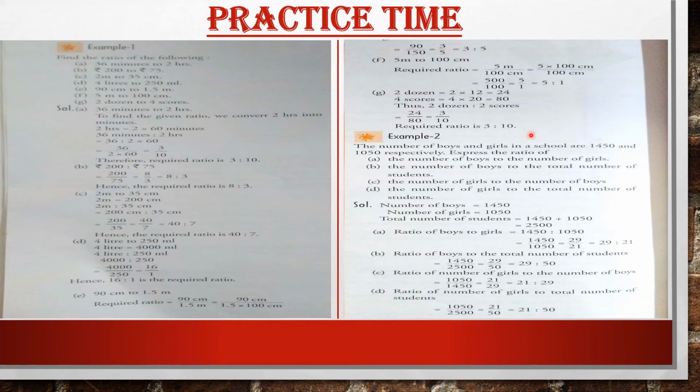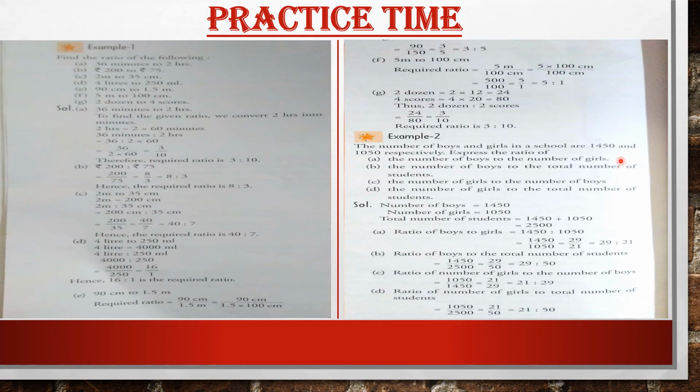Example 2. The number of boys and girls in a school are 1450 and 1050. Express the ratio of the number of boys to the number of girls. In order to solve the sum, first write the given information. Number of boys equals 1450. Number of girls equals 1050. Total number of students equals 1450 plus 1050. It gives 2500.